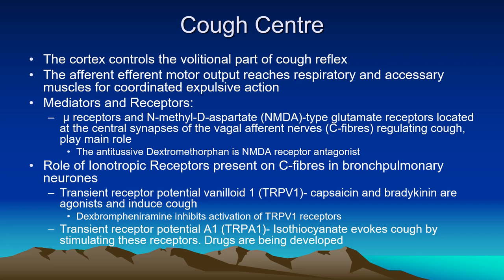Now, apart from this, there are two more ionotropic receptors, that is ion-gated channel receptors, which are present on C fibers in bronchopulmonary neurons. One is called as transient receptor potential vanilloid receptor, which is stimulated by capsaicin and bradykinin. And we know bradykinin induces cough through stimulation of these receptors. Dextrobrompheniramine, like chlorpheniramine, inhibits activation of TRPV1 receptors. The other set of receptors is transient receptor potential A1. Now here the chemical stimuli such as isothiocyanate stimulates and evokes cough. And there are drugs which are being developed specifically as antagonists for TRPA1 receptors. Currently there is no set drug for this group.